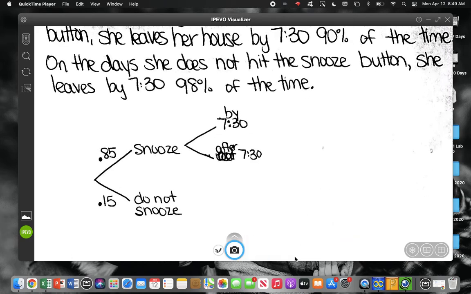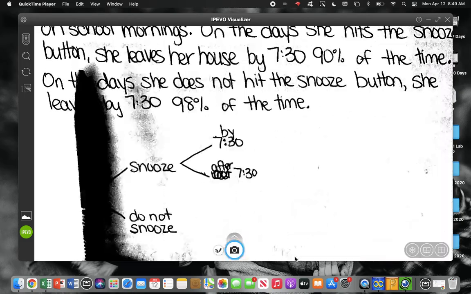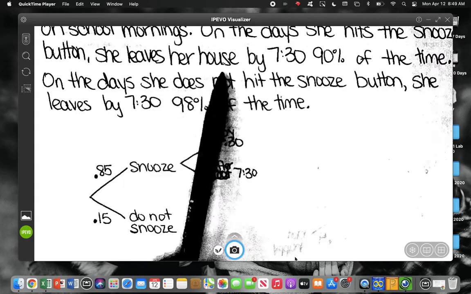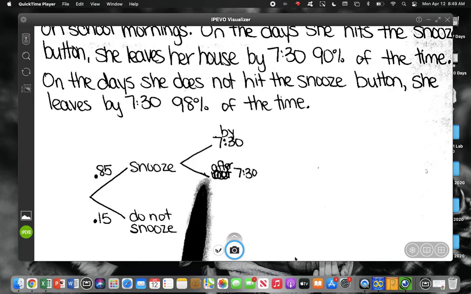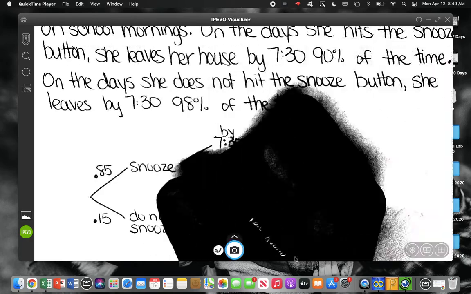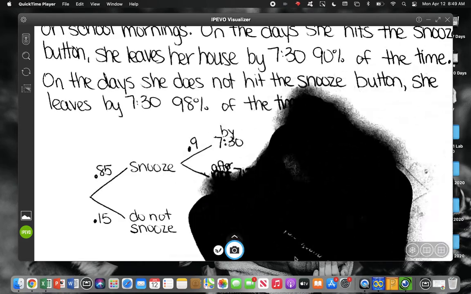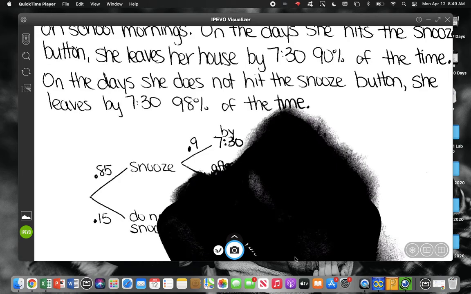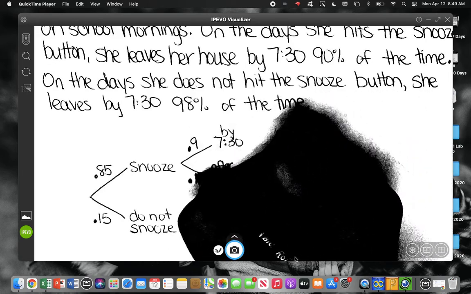So when I hit the snooze button, on the days I hit the snooze button, she leaves her house by 7:30 90% of the time. So what's my decimal for that? 0.9. So 90% I leave on time. What about this one? If this is 0.9, then it's 0.1. 90 and 10.